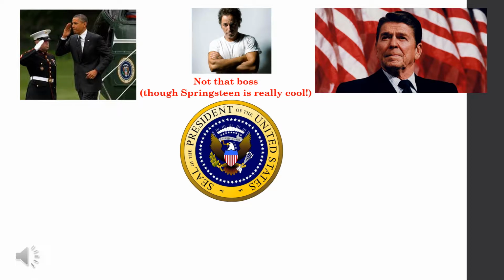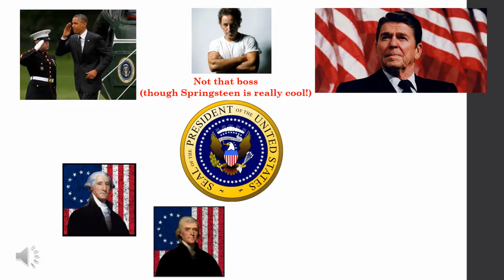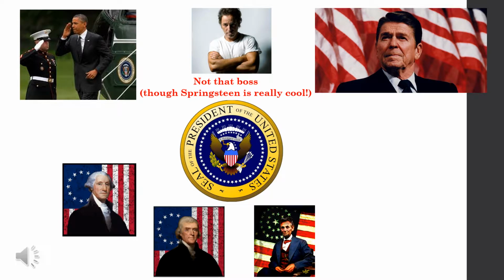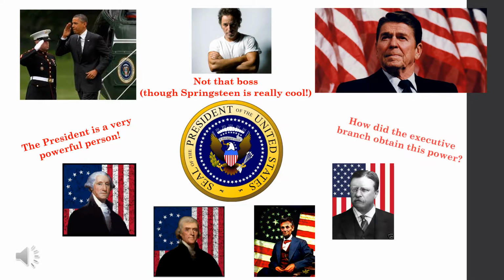How powerful are these people? This guy, George Washington, this guy, Thomas Jefferson, this guy, Abraham Lincoln, and this guy, Theodore Roosevelt, their faces are carved into the side of a mountain in South Dakota. The president is a very powerful person. But the question is, how did the executive branch obtain this power? Today we're going to answer that question. With that said, let's go to the next slide.